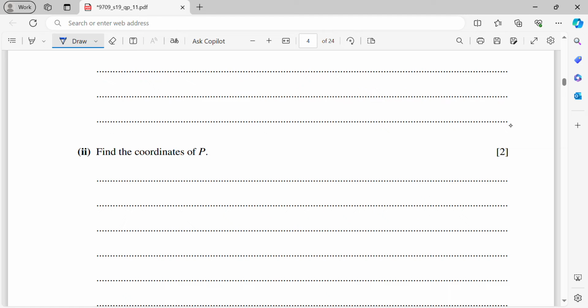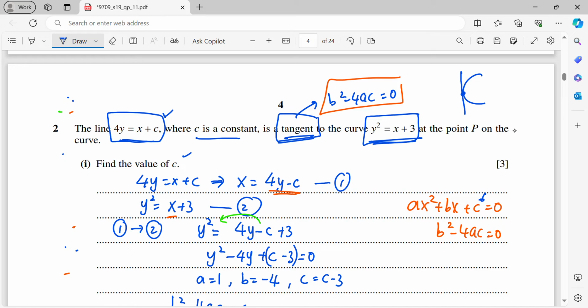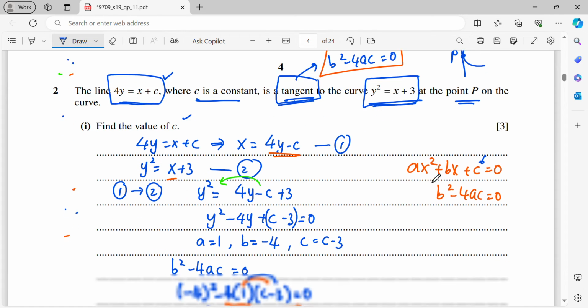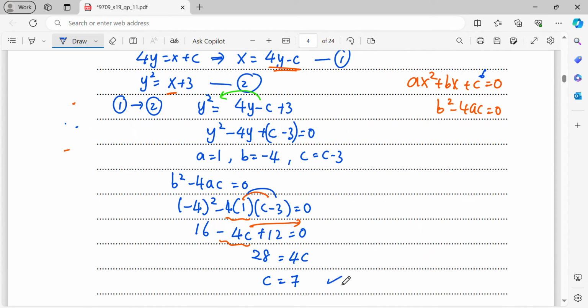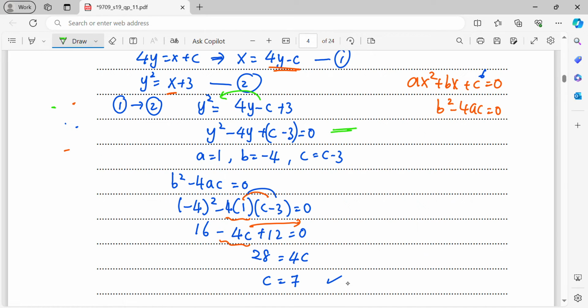Now, part 2. Find the coordinates of points P. So when you refer back to the question, basically it is a tangent at the points P. That means this is your points P, which is the intersection point. Now since we have found the C is 7, when you refer to this equation, this is the equation to give you the y coordinates of the stationary point. So now you just need to substitute this C into the equation.